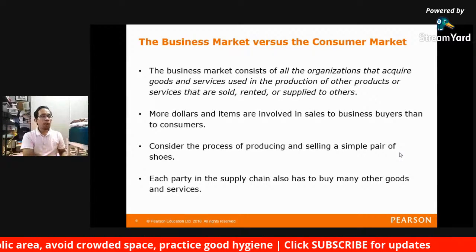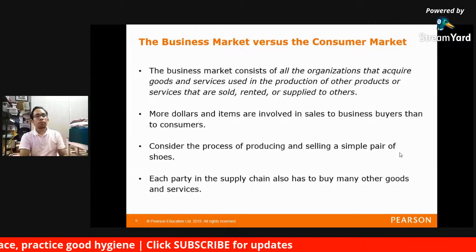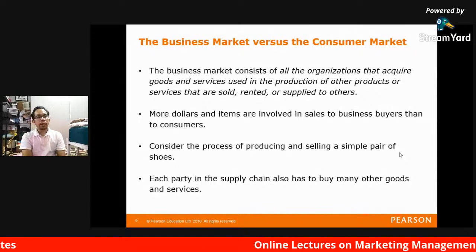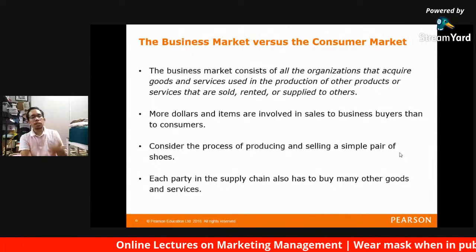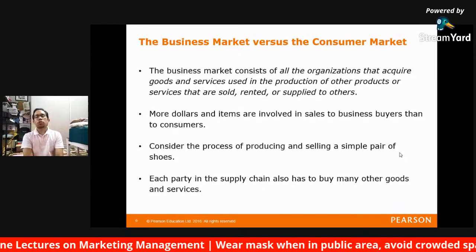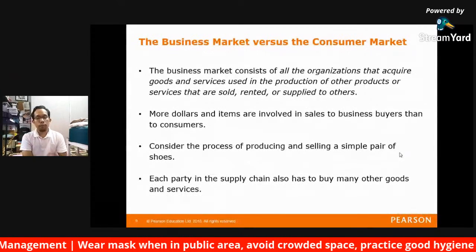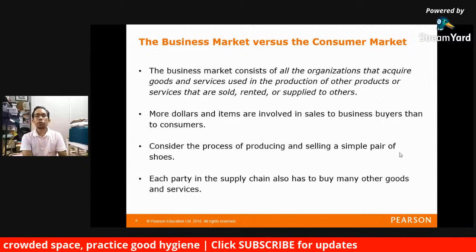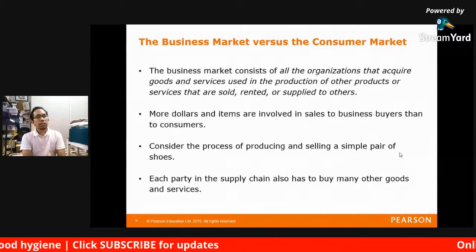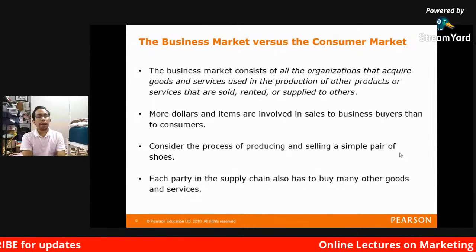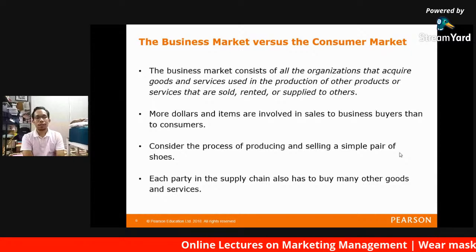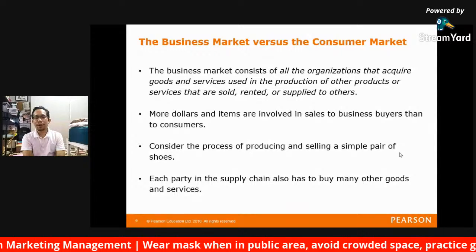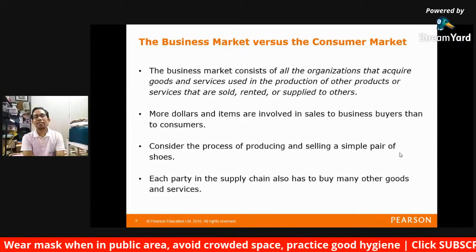So more or less, many items are involved in sales to business buyers than to consumers. When you try to sell a product to business buyers, it costs much greater compared to the process of selling something to the consumer market. Consider the process of producing and selling a simple pair of shoes. Is it easy or difficult? We consider it very difficult.